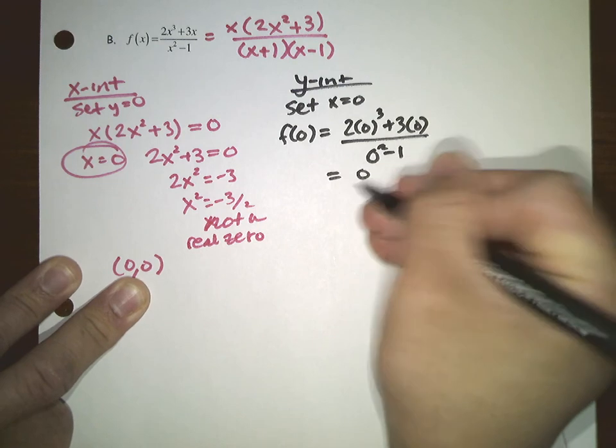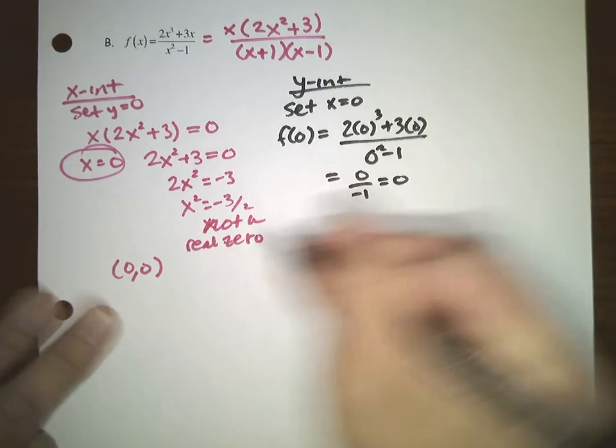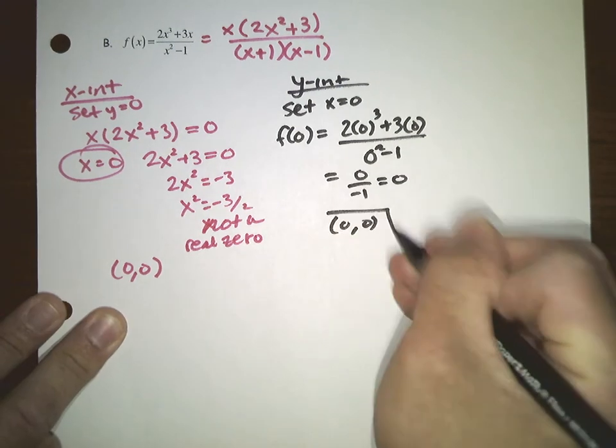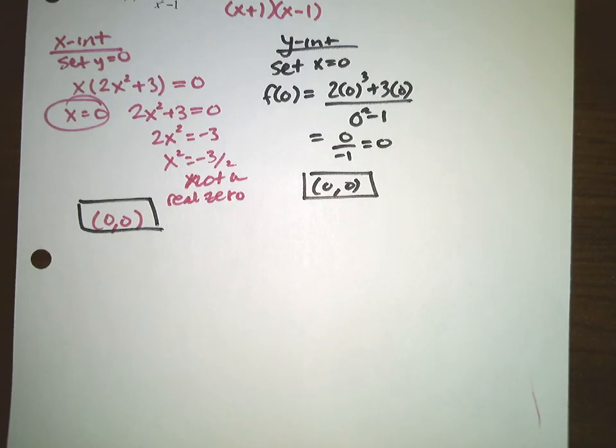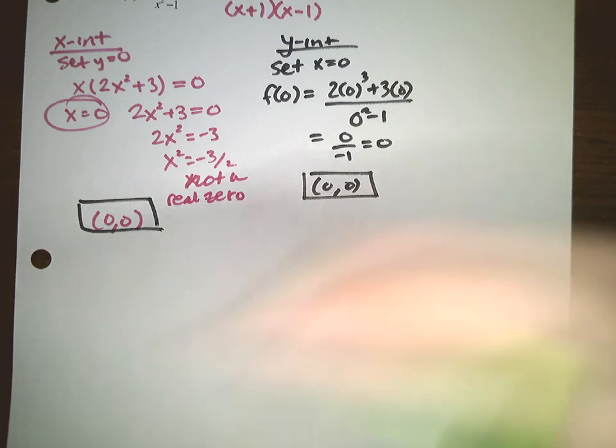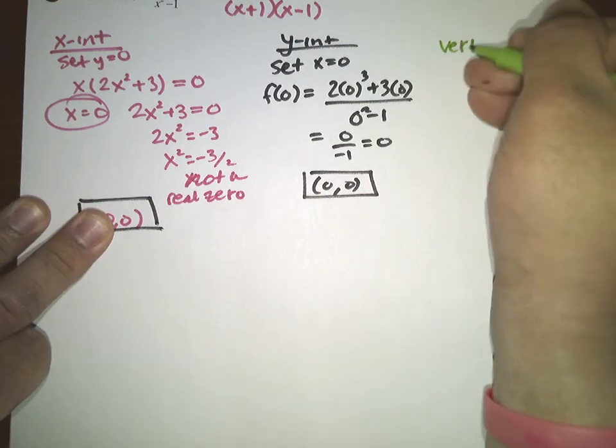Well, that's 0 over negative 1, which is 0. So we get 0, and 0 is also the only y-intercept. All right, so now we need to find the vertical asymptotes. This is just where the denominator is equal to 0.